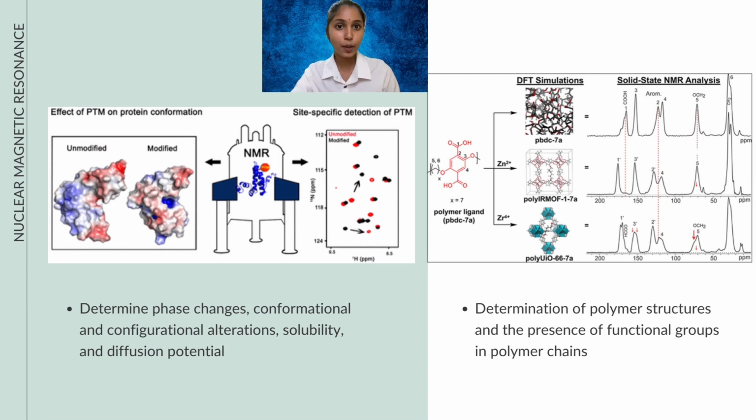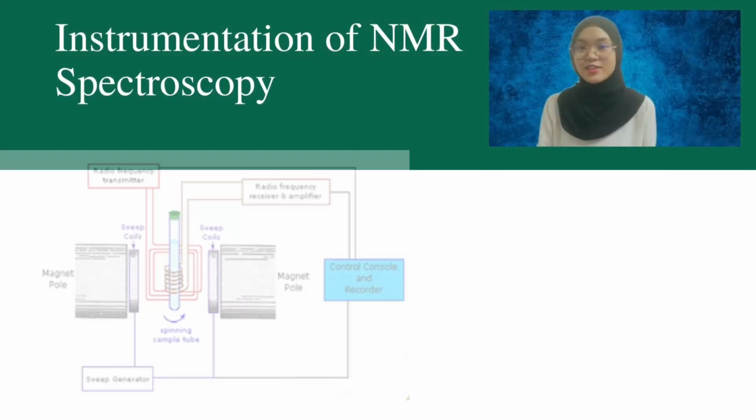For instance, PTM, post-translational modification, alters proteins' conformation and function in ways that are not entirely understood at the molecular level. So, NMR spectroscopy helps to map the conformational changes and also detects modification at a site-specific level. NMR is the most sensitive and powerful tool for the determination of polymer structures and the presence of functional groups in a polymer chain. Thank you, Vinitha.